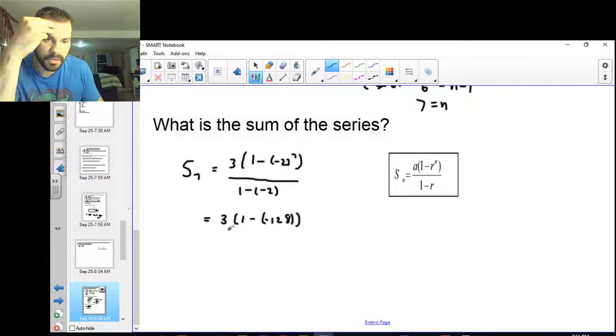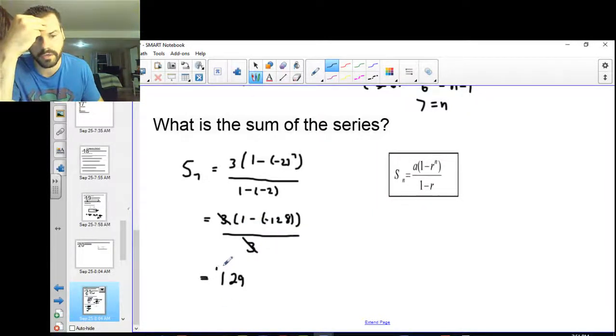And then on the bottom, we get 1 minus -2, which is 3. So what happens is we get 129 because these 3's cancel, and I have 1 plus 128 because there's 2 negatives. So the answer is 129. That's what the sum of that series is.